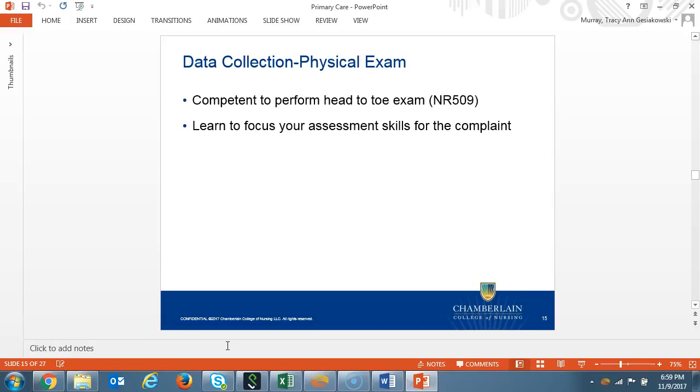Because you have successfully completed NR 509, it's expected that you're competent in performing a head-to-toe physical exam. Although some of your patients may present for a complete physical where you need to address all of the body systems, you must now learn to focus your assessment skills to be appropriate for the patient's complaint and history as part of the problem-focused visit. This will become clearer as you go through the lecture on billing and coding.